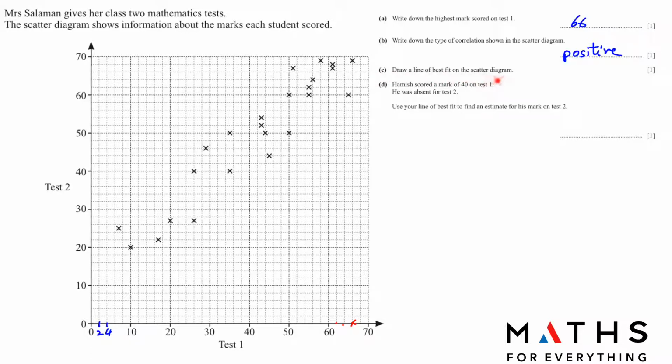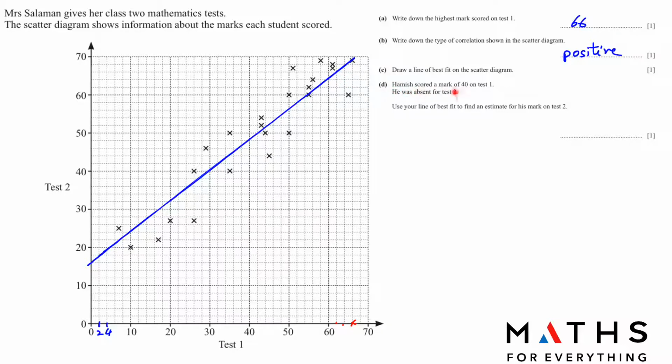C. Draw a line of best fit on the scatter diagram. When you draw a line of best fit, just try to make an equal number of crosses on each side. It doesn't have to be perfect. So this is the line of best fit.